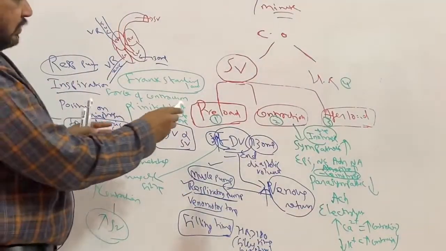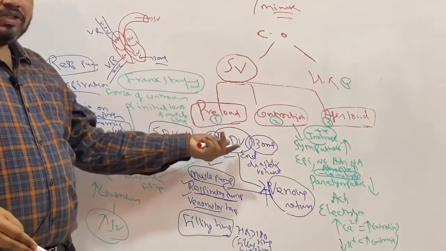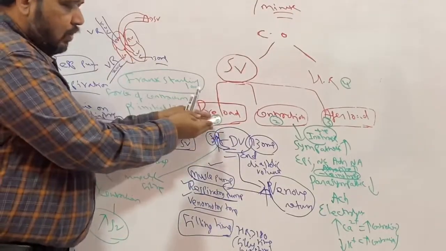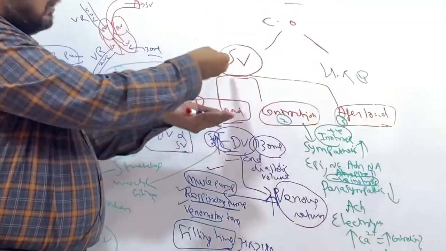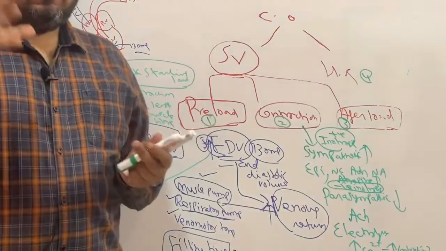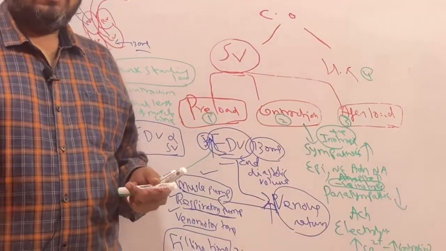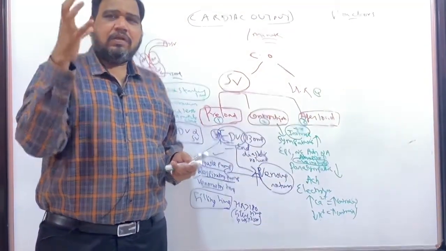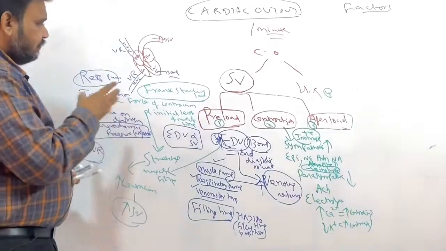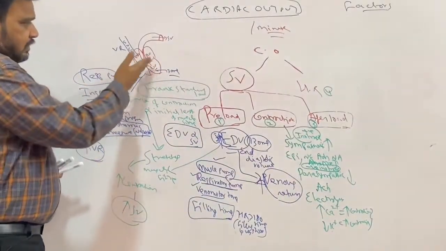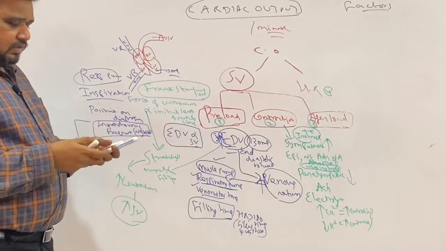So just listen. Whatever is coming to the heart is preload, which is depending on end diastolic volume. So when preload is increased, when input is increased, output is going to be increased, which is stroke volume. So when the ventricles are contracting well, more blood is coming out of the heart, which is stroke volume. When the ventricles are not contracting properly, less blood will come out. Now the third factor is afterload. So venous return has come, ventricles started contracting. Afterload is, after the ventricles contract, what happens?